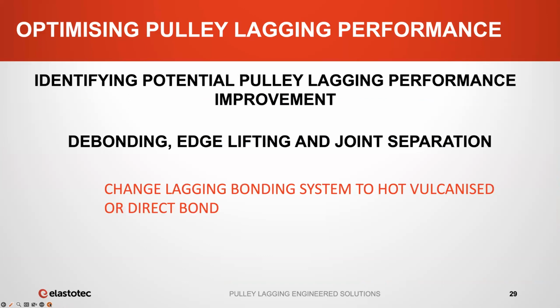The problem of debonding and edge lifting joint separation is a pretty easy fix by changing to hot vulcanized lagging or direct bond lagging. You can pretty much eliminate these problems.